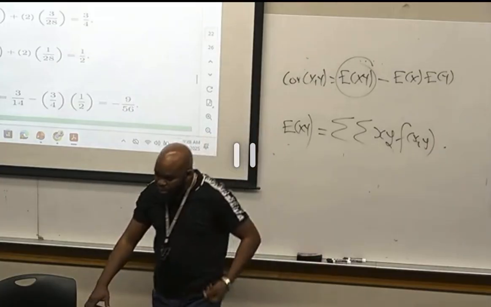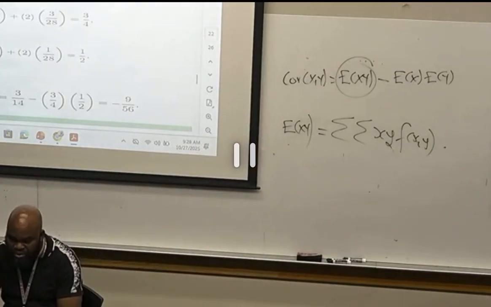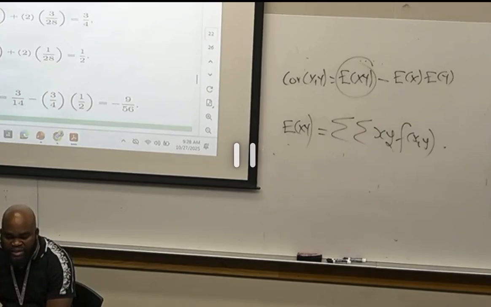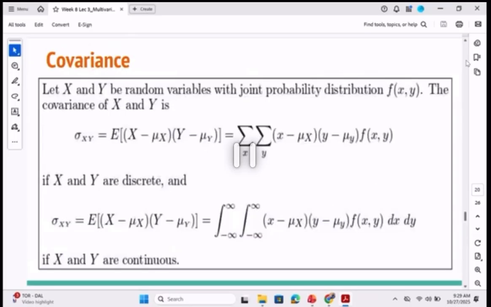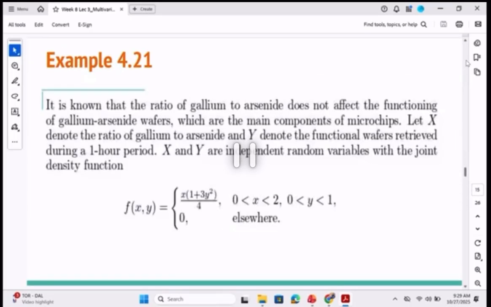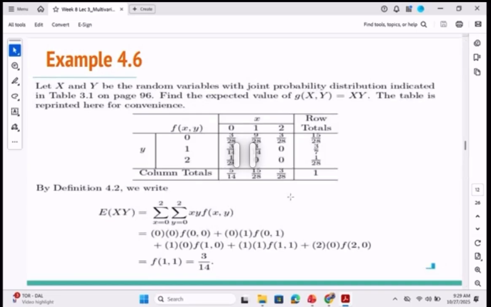Take a look at what I'm going to do. The first one is when X equals 0 and Y equals 0, multiplied by 3 over 28. Plus, when X equals 1 and Y equals 0, times 9 over 28. We'll do that all the way, and that will give me 3 over 14. If I were you, try and confirm. I think I showed you how I got 3 over 14 in the last lecture. Can you see that? That's what I did here. That's what you're going to do.